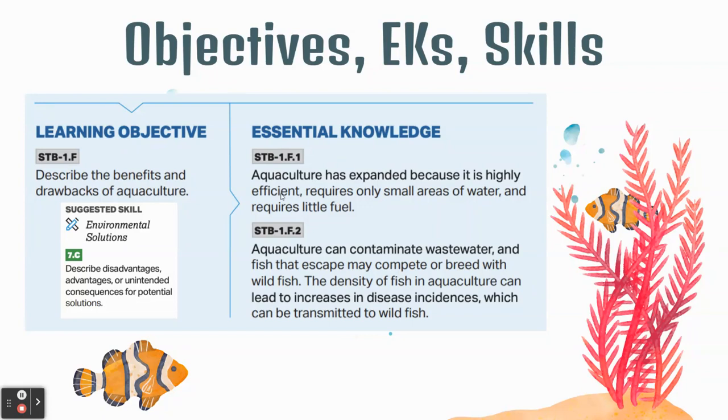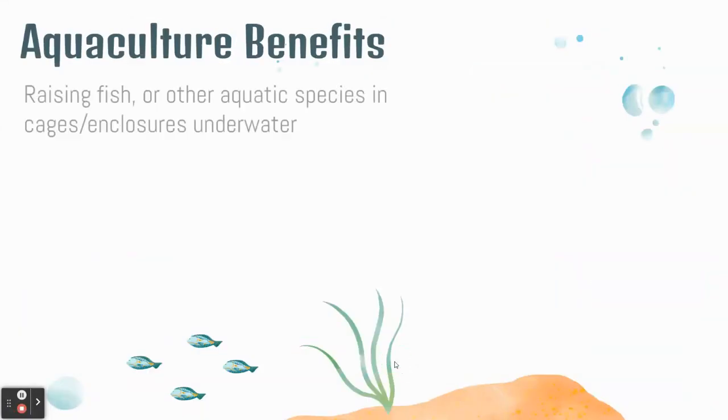So your essential knowledge, understanding the positives, the negatives of aquaculture, and then at the end you'll describe disadvantages and advantages and unintended consequences. So some benefits. Like I said, it's pretty much just raising fish, other aquatic species in cages or enclosures underwater.